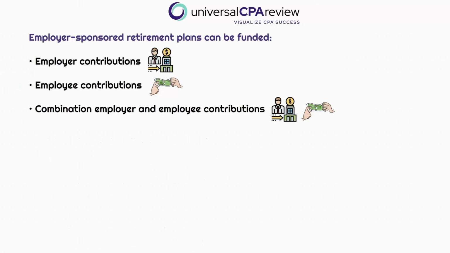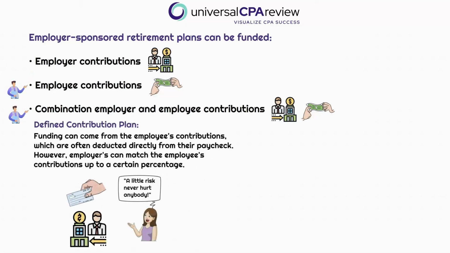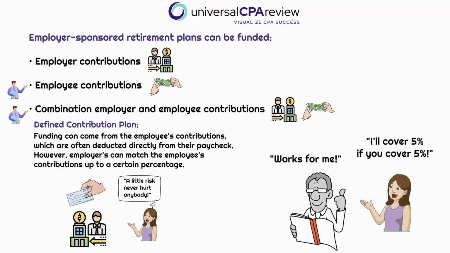In a defined contribution plan, like a 401k, funding can typically come from the employee's contributions, which are often deducted directly from their paycheck. But here's where it gets interesting. Many employers often match their employees' contributions up to a certain percentage. This match is a powerful incentive for employees to participate in the plan because it's essentially free money toward their retirement savings. All right, so Casey Summit, for example, can contribute 5% of her salary to her 401k plan, and her employer might match this contribution fully or partially, significantly enhancing her retirement savings.